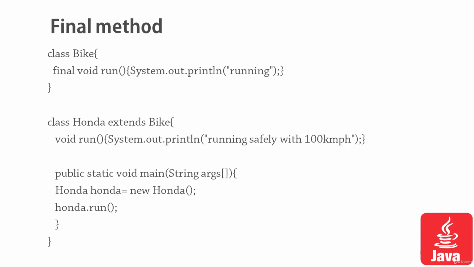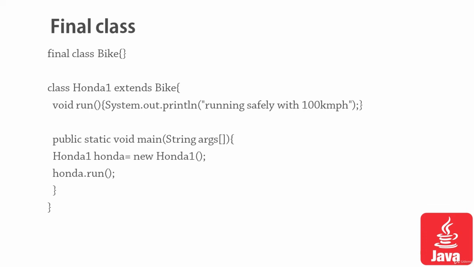Similarly, we have a final method. This declaration cannot be changed. We have a method called run, which is declared as final in the base class Bike. When a child class inherits from the base, the definition cannot be changed, and when we call that function, it will execute the base method only. Similarly, we may have a final class that cannot be inherited at all. With that declaration, if we even write extends, it won't work.